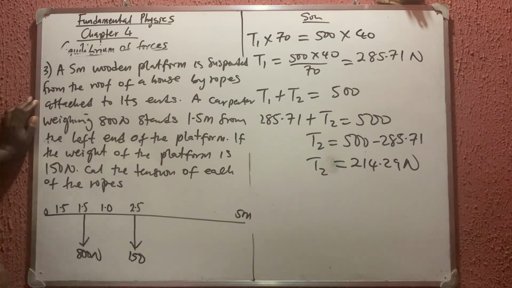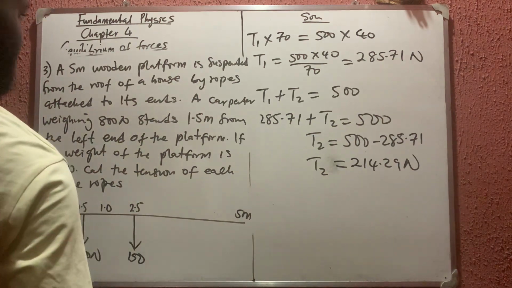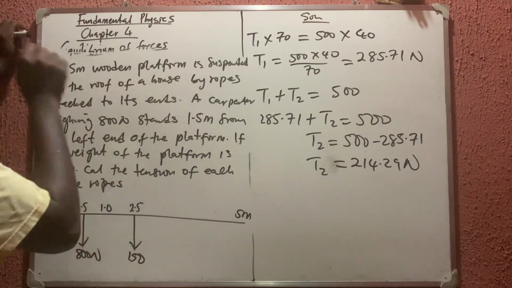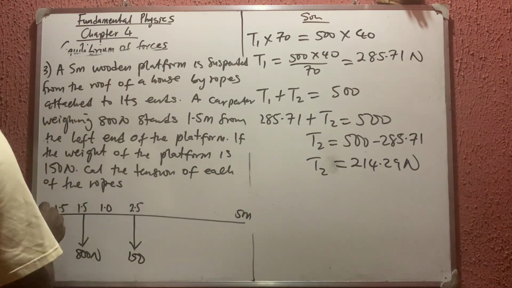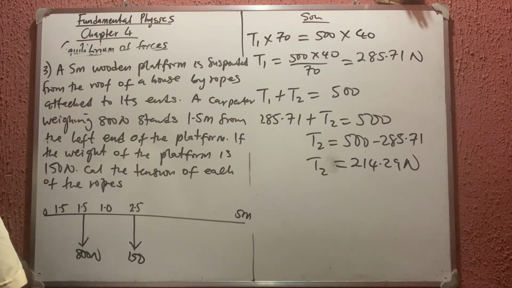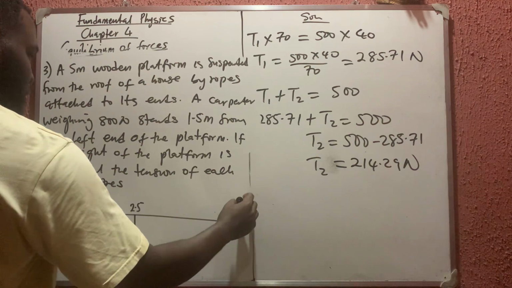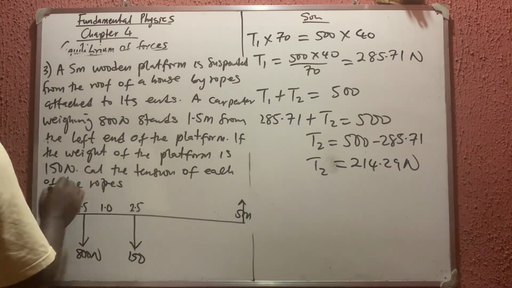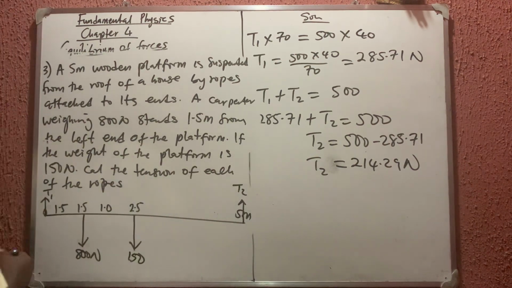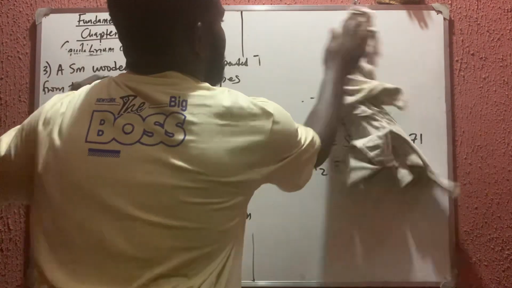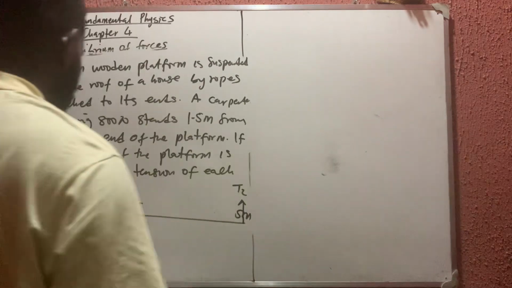Okay, 1.0. So now the 5 meter wood platform is suspended by 2 ropes attached at the ends. So this is the first rope, and this is the second rope here. So we have tension 1 and tension 2 at the ends. The same thing is applicable here. So let's calculate the first tension and the second one.